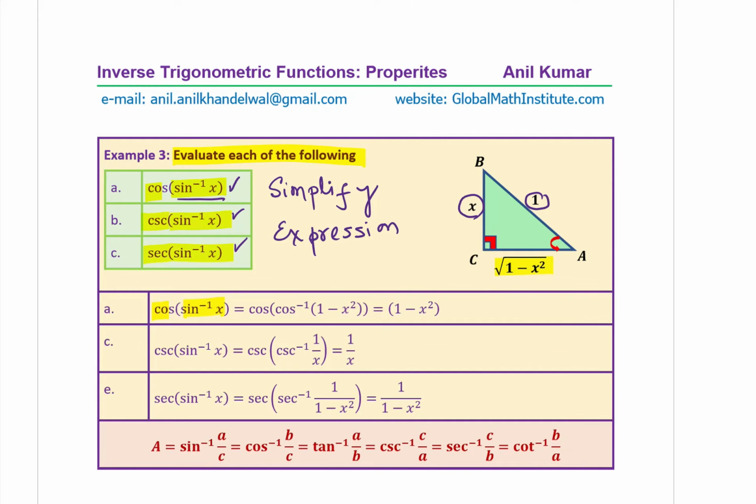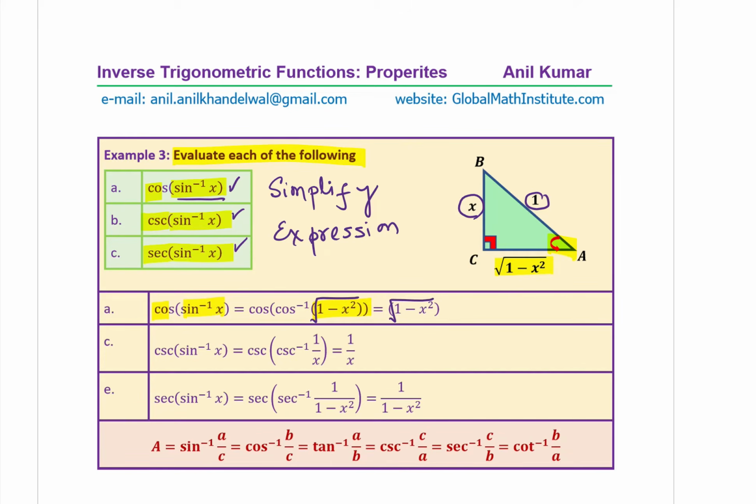And from the same angle A, cos will be square root of 1 minus x squared divided by 1, which gives us square root of 1 minus x squared, correct? Okay, so I forgot to write the square root here. So let me add the square root, sorry. So in this particular case, we'll get cos of cos inverse of square root of 1 minus x squared. So the answer will be square root of 1 minus x squared. So that is what we are going to get as a result of this, correct?